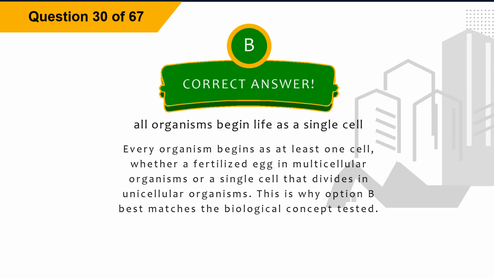All organisms begin life as a single cell. Explanation. Every organism begins as at least one cell, whether a fertilized egg in multicellular organisms or a single cell that divides in unicellular organisms. This is why option B best matches the biological concept tested.